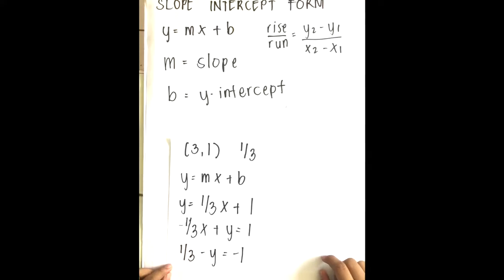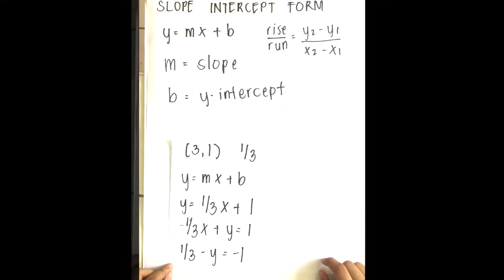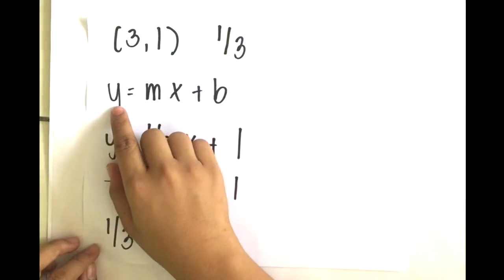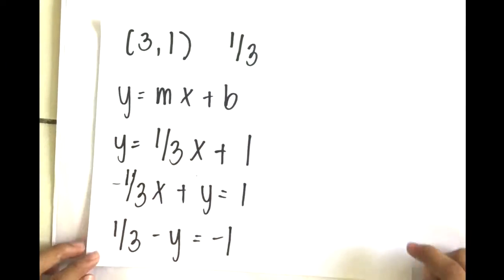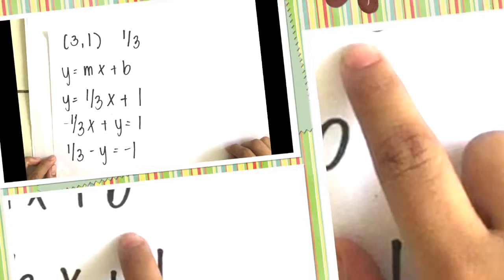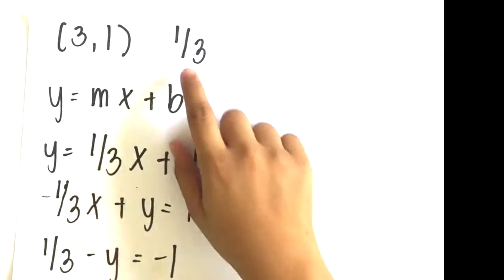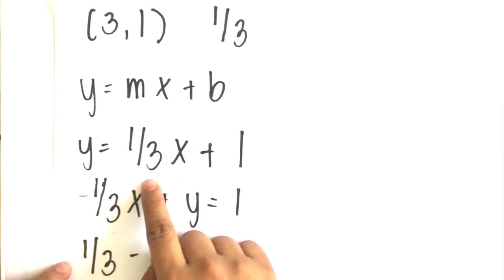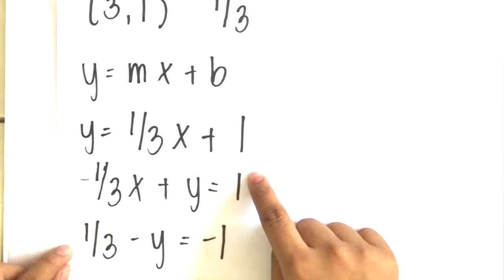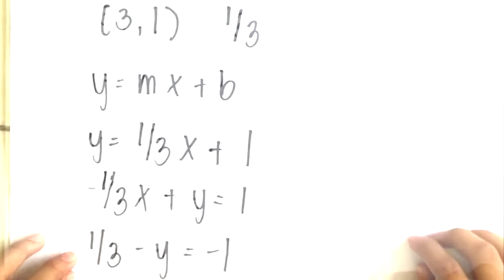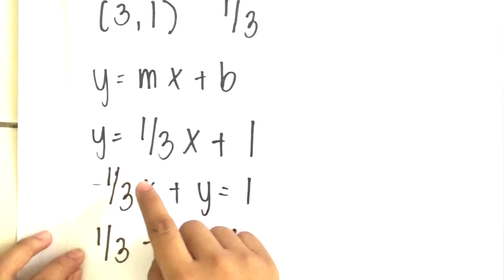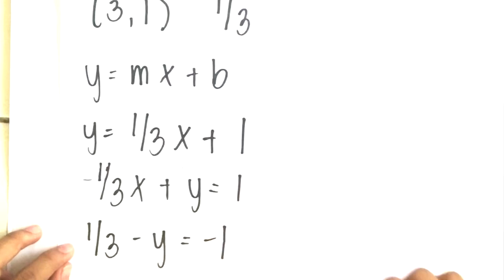Slope-intercept form is useful when there is a given slope and a point. The slope-intercept form is y equals mx plus b. For example, the given slope is 1/3 and the point is 3. So 1/3 is the slope and 1 is the y-intercept. We will plug in the values. Y equals 1/3 x plus 1.